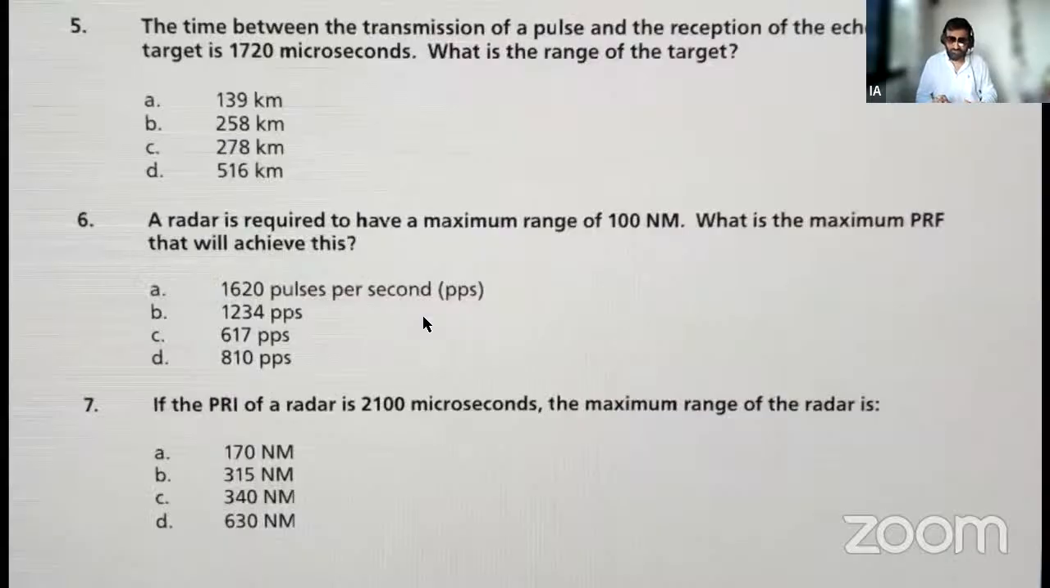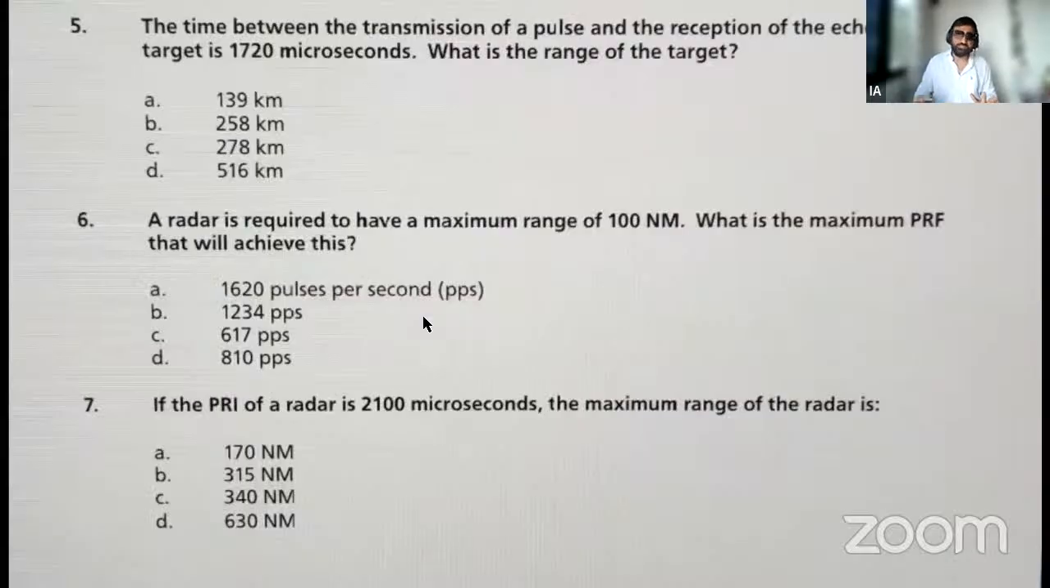Radar works on the principle of sending a signal and then receiving a signal. There are two basic properties of a primary radar. What are those basic properties? PRI and PRF. What is PRI and what is PRF? Let's ensure we know the definitions of them correctly.